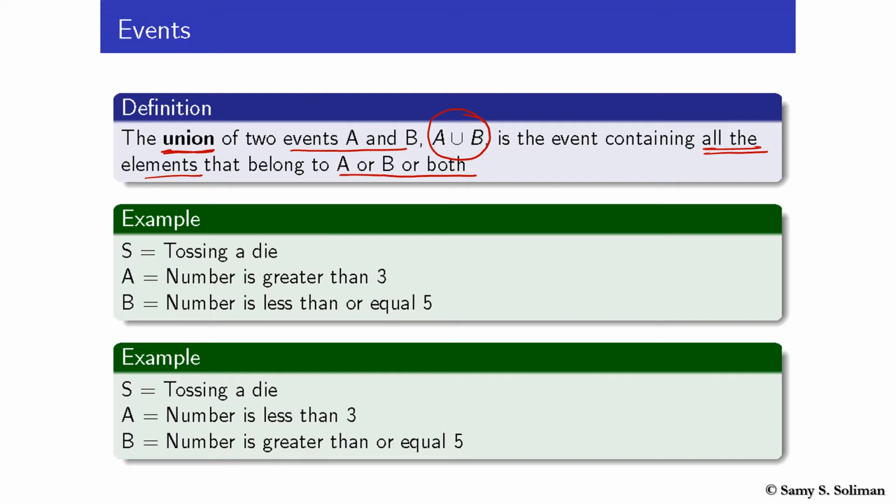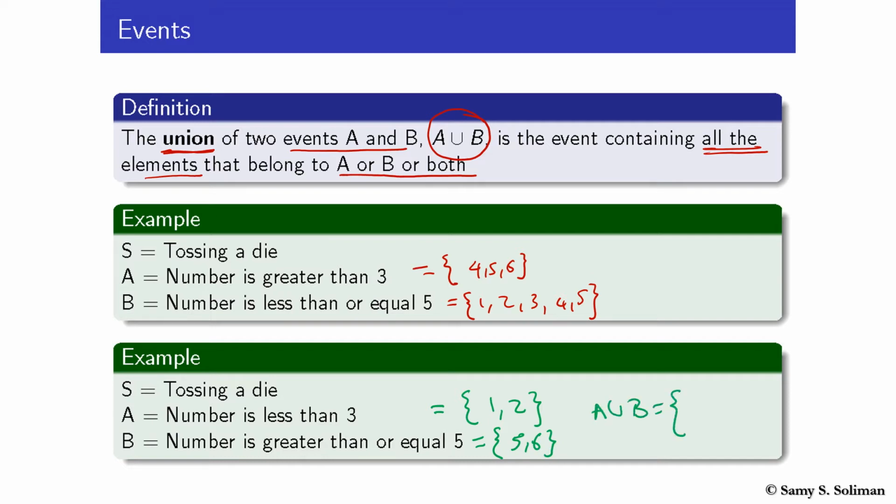Again, back to our experiment in which event A is the event of numbers 4, 5, and 6, and event B is the event of numbers 1, 2, 3, 4, and 5. The union of these two events is all the elements from 1 to 6. In the other example, in which event A is 1, 2, the numbers less than 3, and event B is the numbers greater than or equal to 5, which are 5 and 6, A union B equals all the elements in A and B, which are 1, 2, 5, and 6.